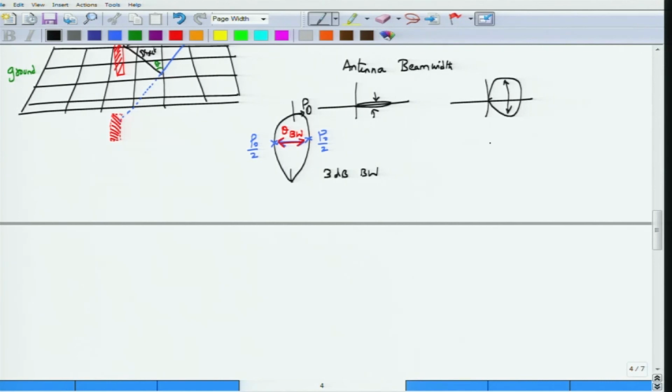A similar characterization for an antenna can be carried out in terms of frequency. You see the radiation pattern of the antenna as a function of frequency, mark off two points, and then say, with respect to the center frequency, what is the width of this frequency band at which the power is reduced to half. This is called half power bandwidth. BW stands for both beam width as well as bandwidth, but the context should make you differentiate between the two.